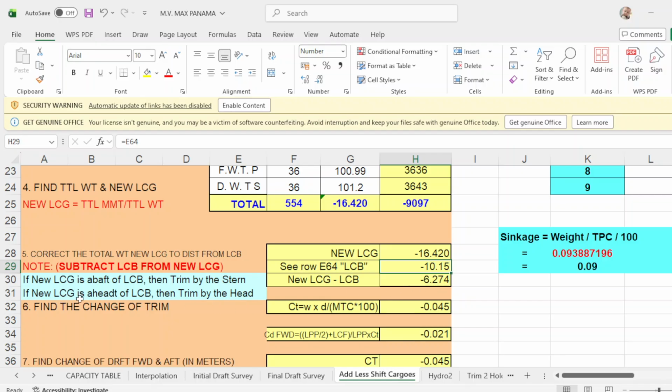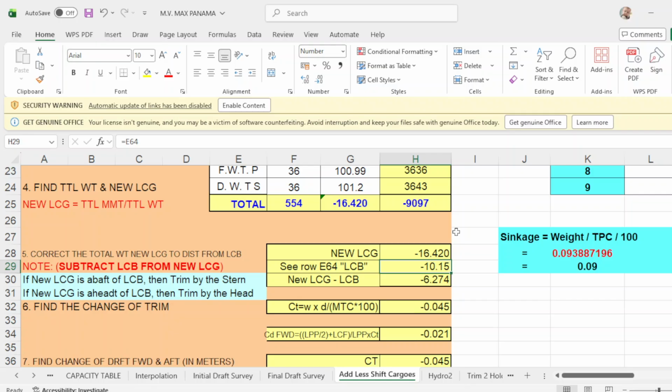Take note of this value, which is further. Both figures are in the forward part of midship. So LCG is a little bit further, meaning your LCB is at the back of LCG. LCB is behind LCG, and LCG is forward of your LCB because you have more figures in your new LCG. If new LCG is aft of LCB, then you are trimmed by the stern.